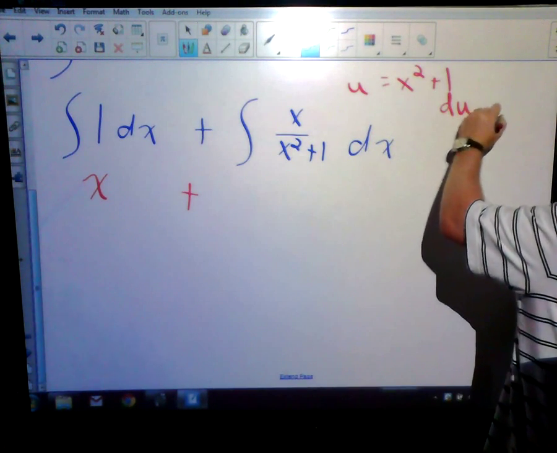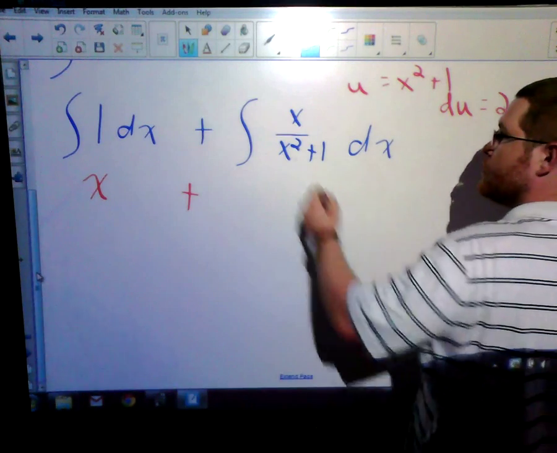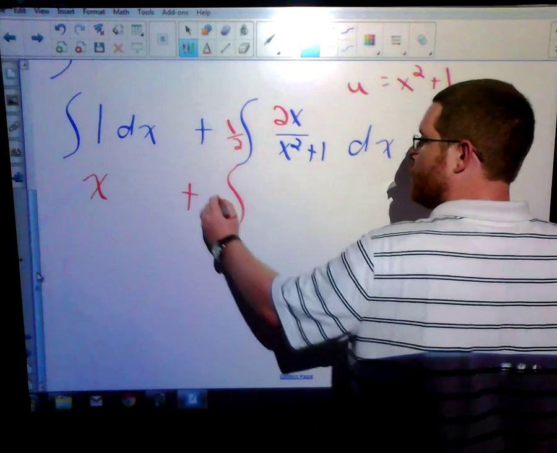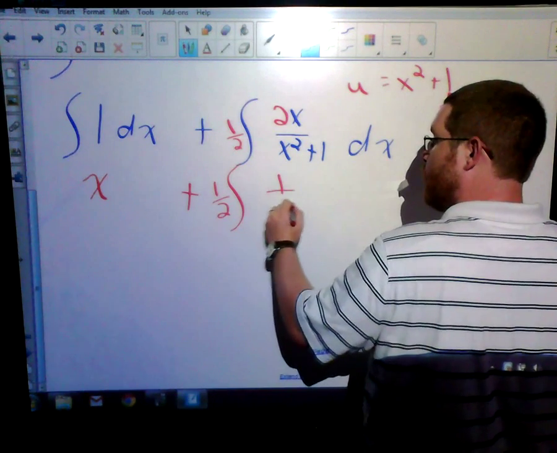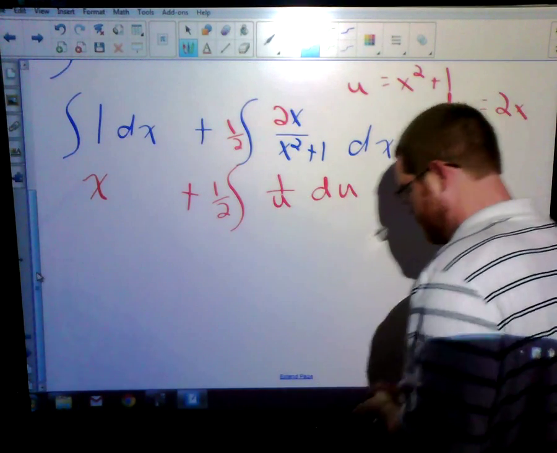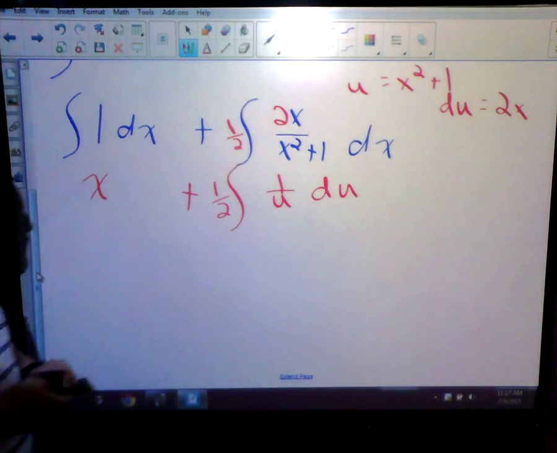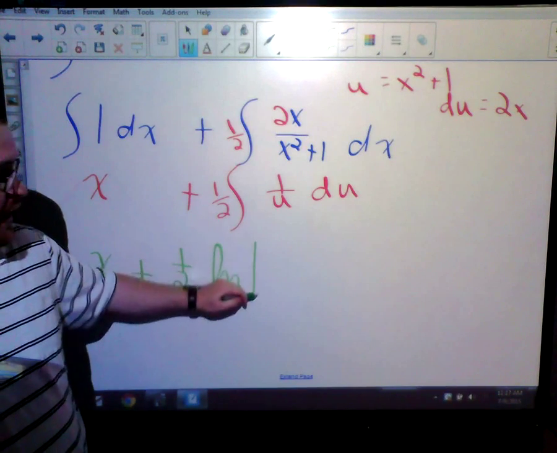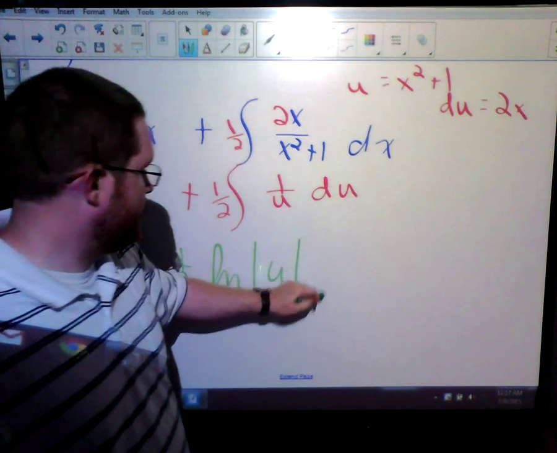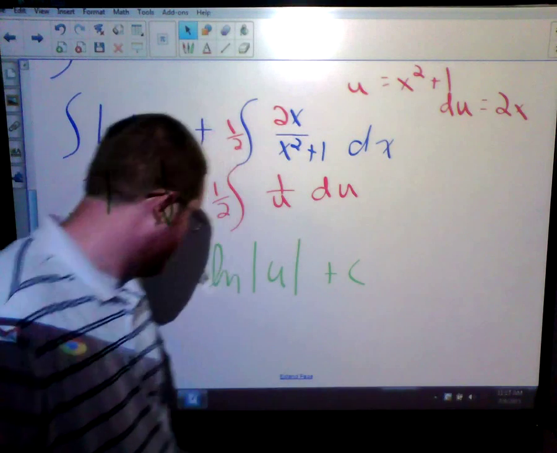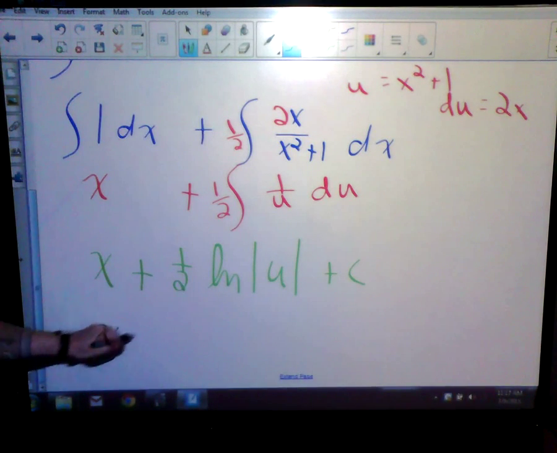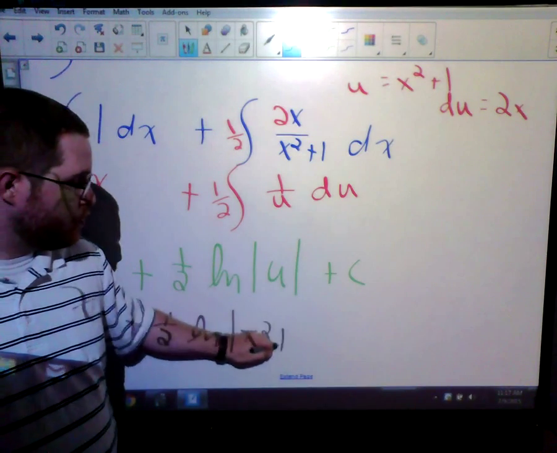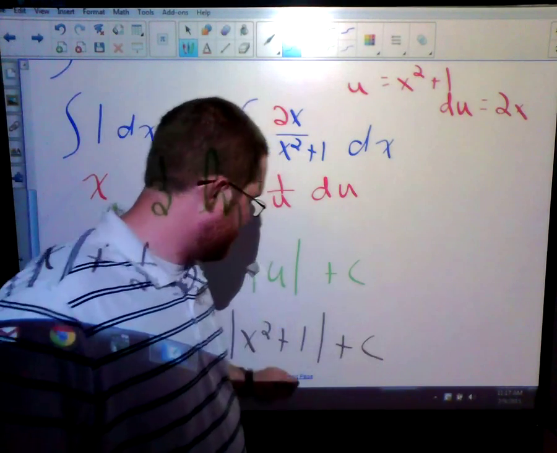Which makes du 2x. So I need a 2 right there, a 1/2 right there. That's the integral of 1/2, 1 over u du. Which makes this whole thing x plus 1/2 natural log of the absolute value of u plus c, which is x plus 1/2 the natural log of the absolute value of x squared plus 1 plus c.